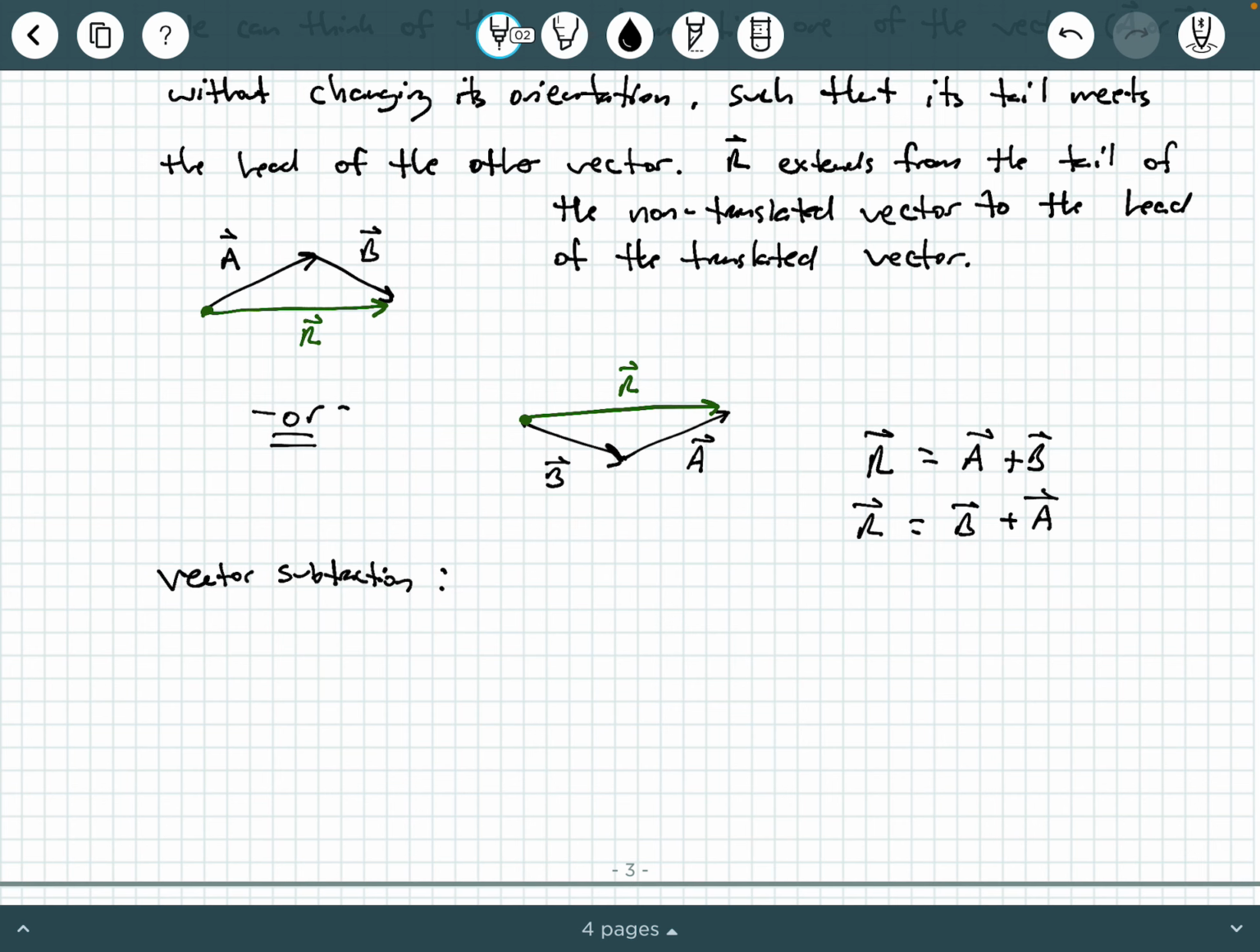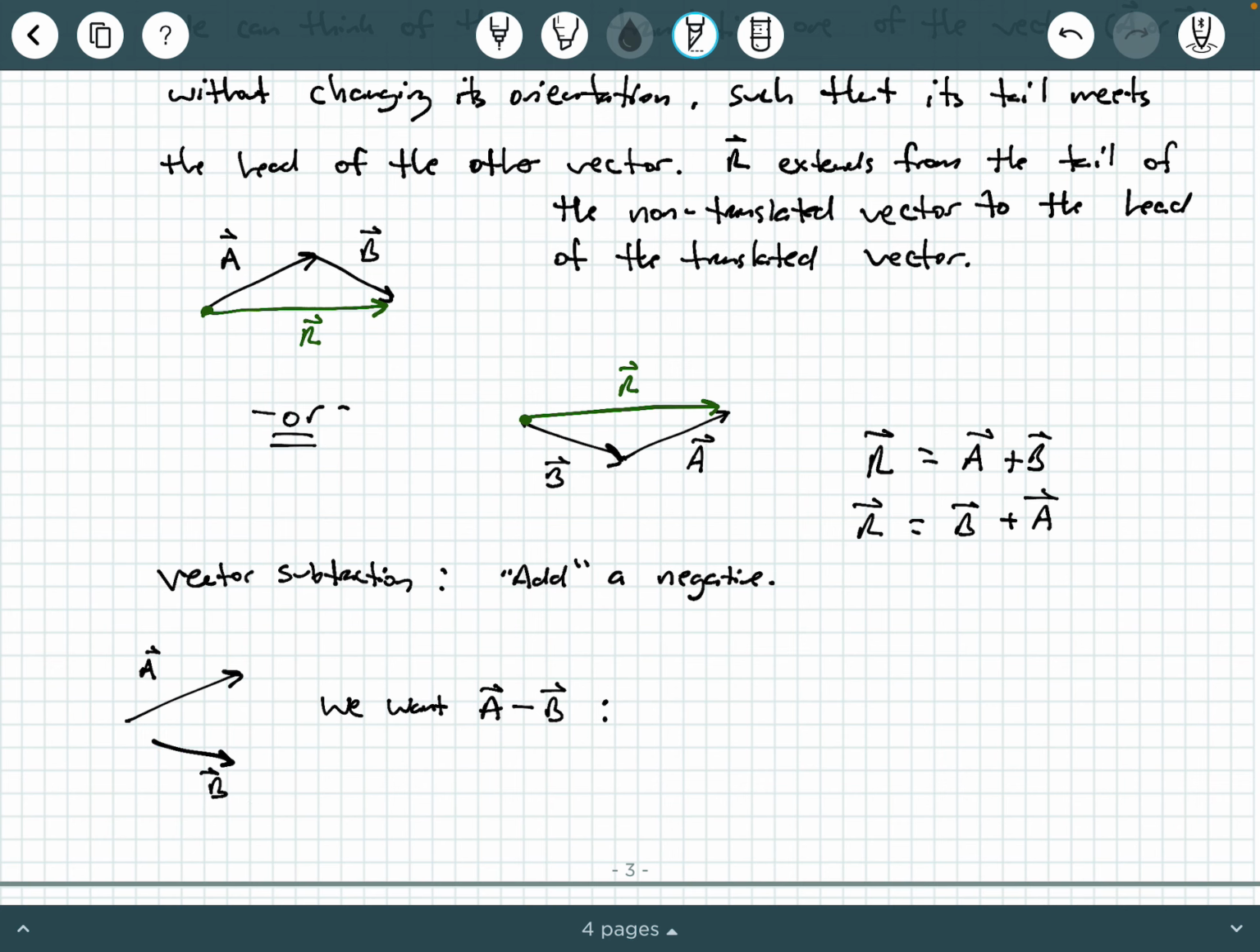So all we have to do is think of this as add a negative, all right? So how do we negate a vector? Okay, let's say we have vector A, and let's say we have vector B, and let's say we want A minus B, okay? How do I do that? Well, what I do is I multiply B by -1.